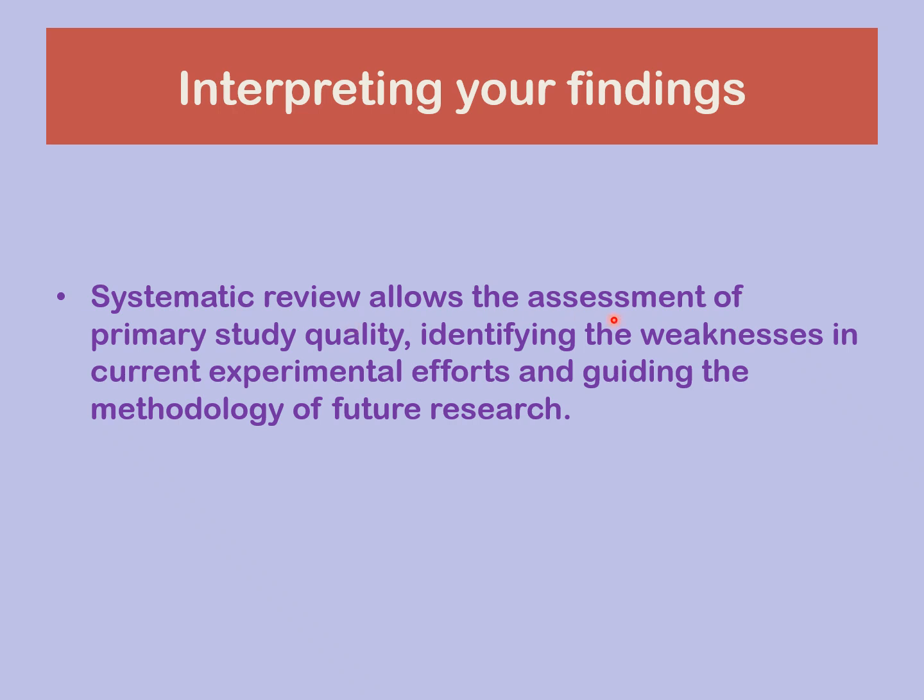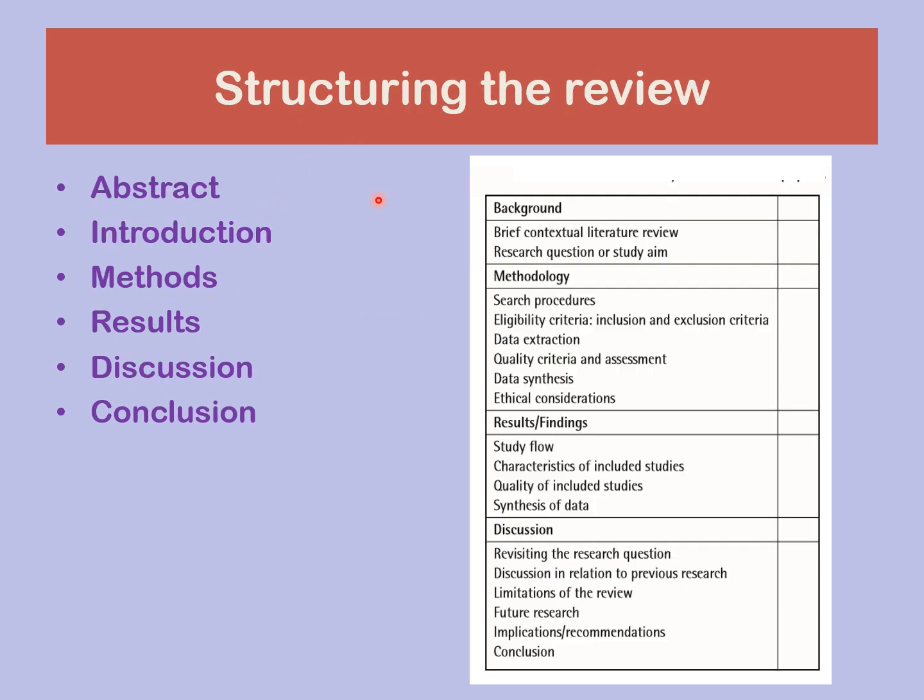A systematic review helps to check how good the original studies are, finds limitations in the studies, and suggests how future research on similar topics can be improved. So this is a brief overview of structuring the review, which contains abstract, introduction, methods, results, discussion, and conclusion.